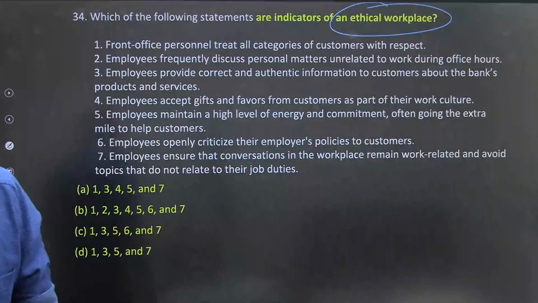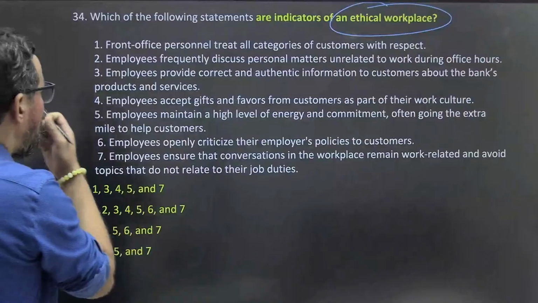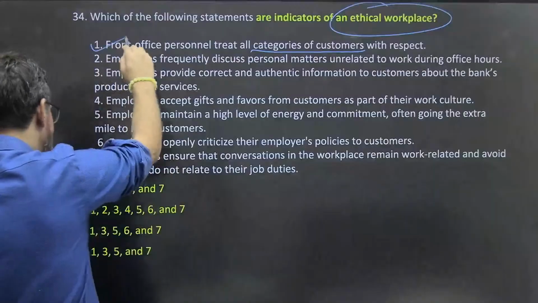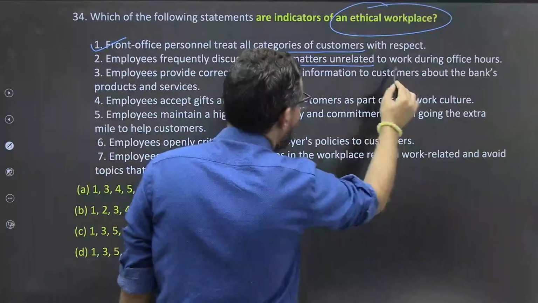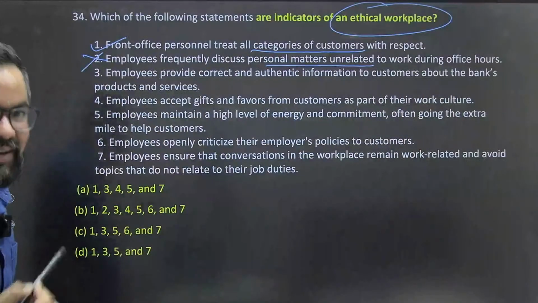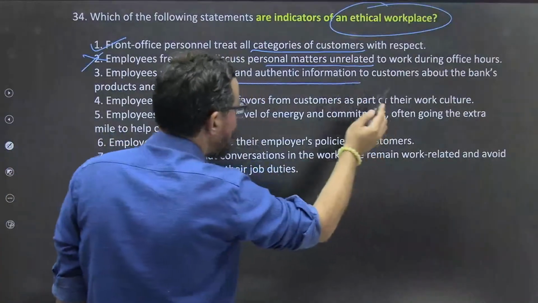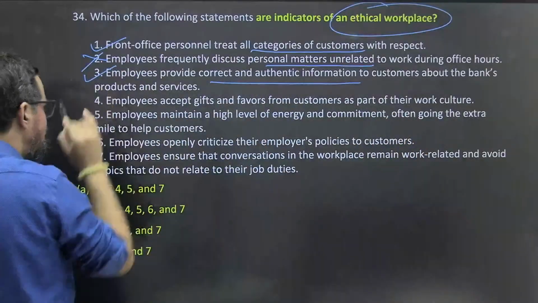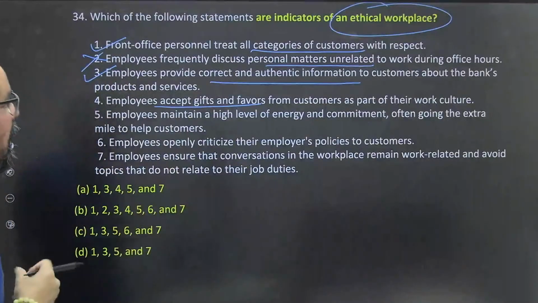So what will be your correct answer, guys? Everyone, tell me the answer. Front office personnel treat all categories of customers with respect. Yes, you have to respect them. Employees frequently discuss personal matters unrelated to work during work hours. This is not expected from banks. Employees provide correct and authentic information to customers about the bank's products and services. Yes, expected. Employees accept gifts and favors from customers as part of their work. No.